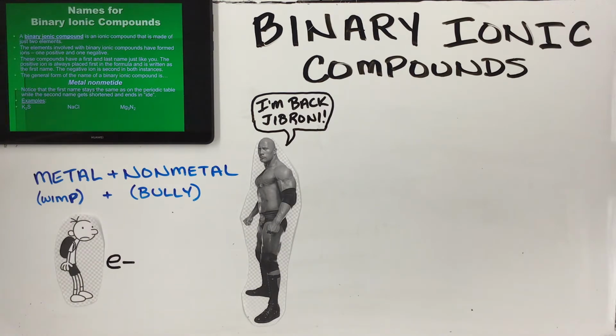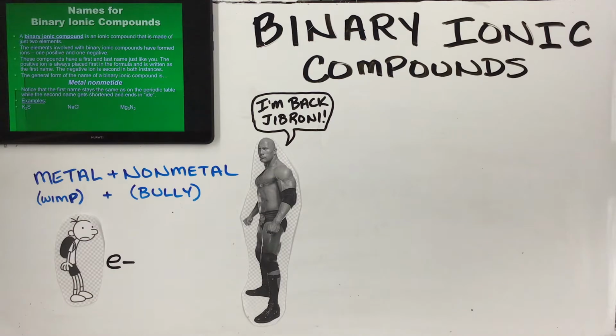As we talked about when we did chemical bonding, metals, in terms of electronegativity, or the ability to fight for electrons, are pretty wimpy. Their electronegativity values are very low. So here's Wimpy Kid. He represents our metal. And then we've got the rock. You knew he wouldn't be away for very long. The rock is our bully. He's our non-metal. So a binary ionic compound has a metal and a non-metal, just two elements.